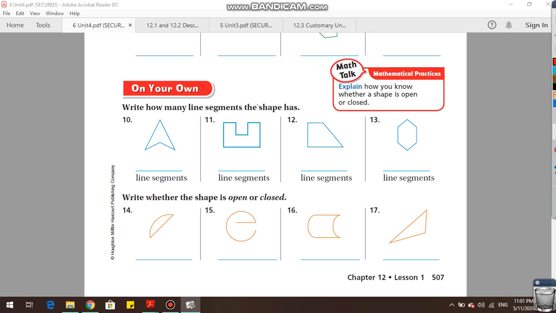Write how many line segments the shape has. 1, 2, 3, 4. So I'm going to write 4. And here, 1, 2, 3, 4, 5, 6, 7, 8. So I'm going to write 8. And here, 1, 2, 3, 4. And 1, 2, 3, 4, 5, 6. And write whether the shape is open or closed. Here is closed. Here is open, closed, and closed.